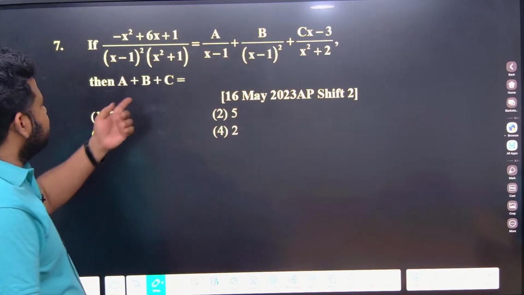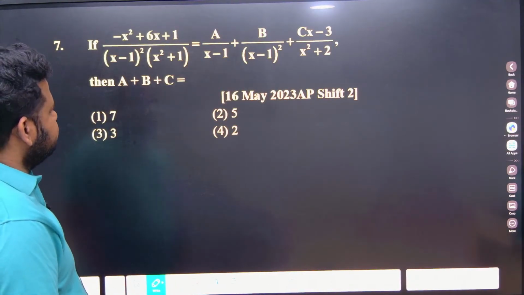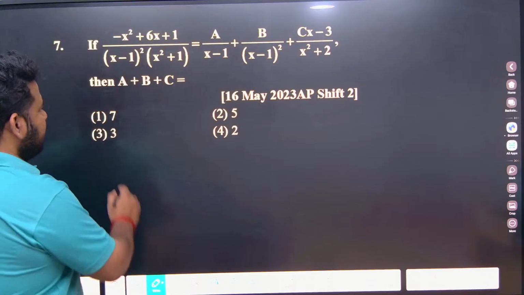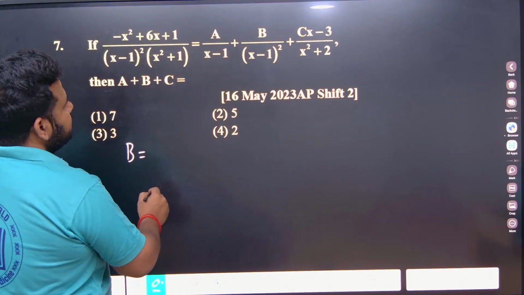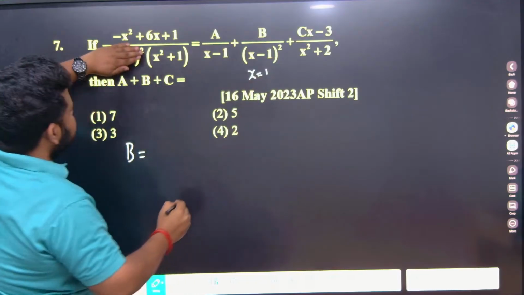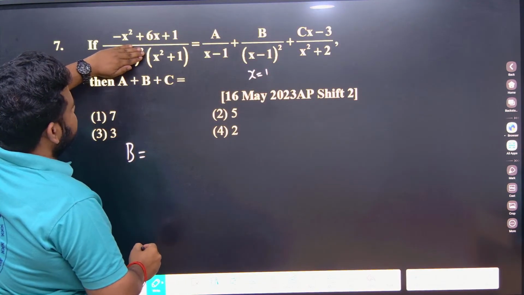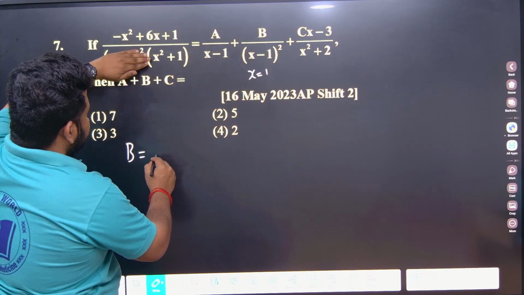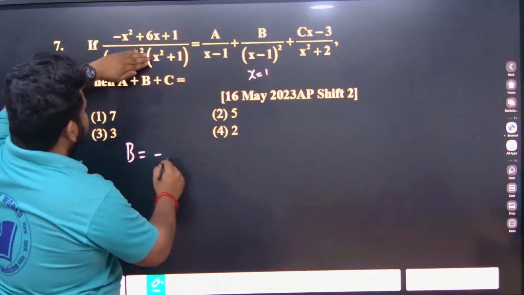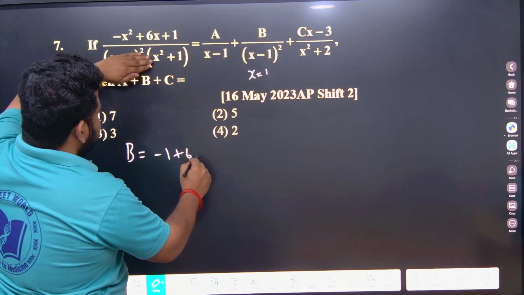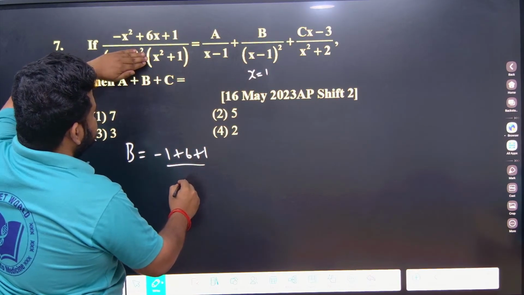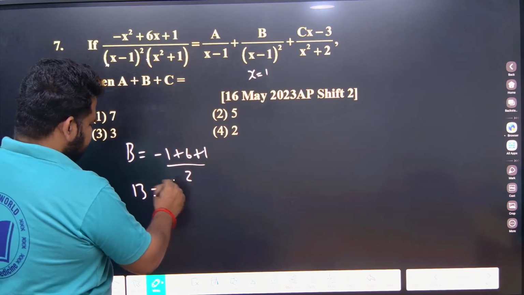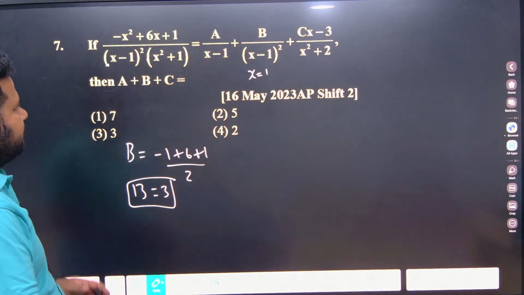So see here, a plus b plus c is equal to what? We have to find out. So x minus 1 whole square is there. So can I directly find the value of b? Yes, definitely I can find the value of b. See, I will put x is equal to 1. So b is equal to minus x square plus 6x plus 1 divided by x square plus 1, that is minus 1 plus 6 plus 1 divided by 2. So b will be equal to 6 by 2, minus 1 plus 1 cancels. b will be equal to 3, I will get it.